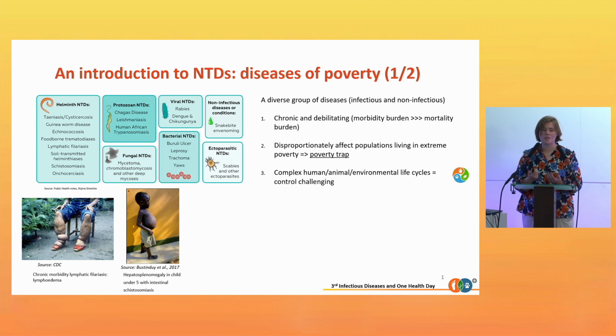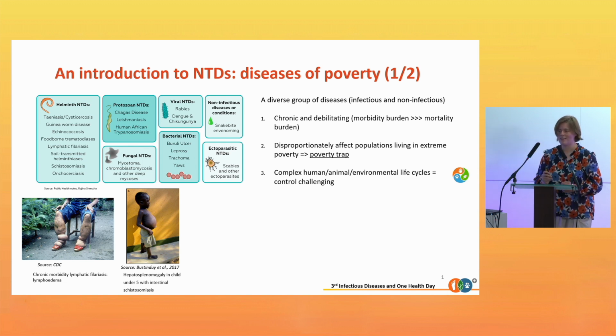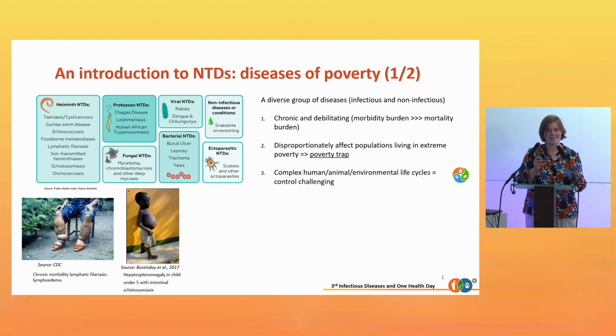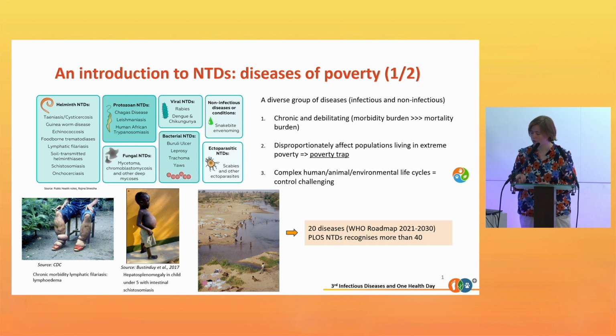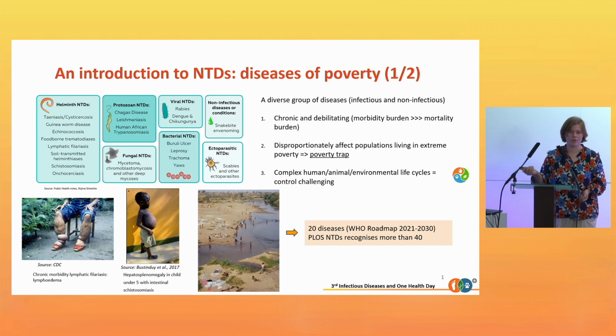And as they're mostly parasites, they have very complex human, animal, and environmental life cycles, and linking to the fact that they mostly affect impoverished populations, this makes their control very challenging. So there is no fixed list of NTDs. The WHO recognizes 20 of them in its roadmap that ranges from 2021 to 2030, but the leading journal in the field, for example, PLOS NTDs, recognizes more than 40.